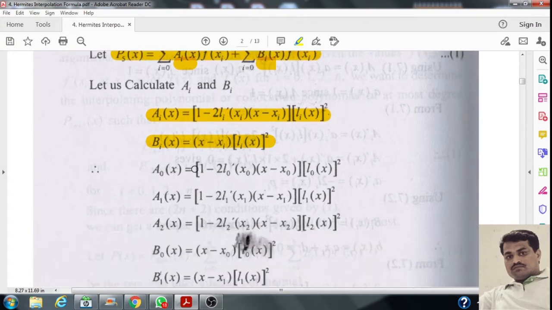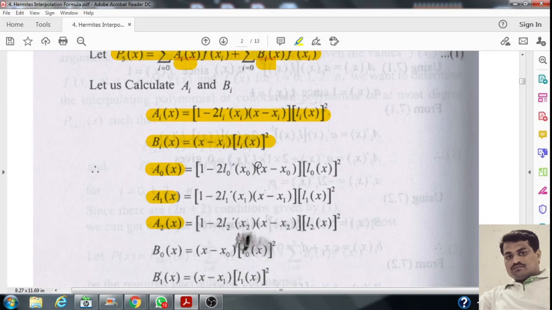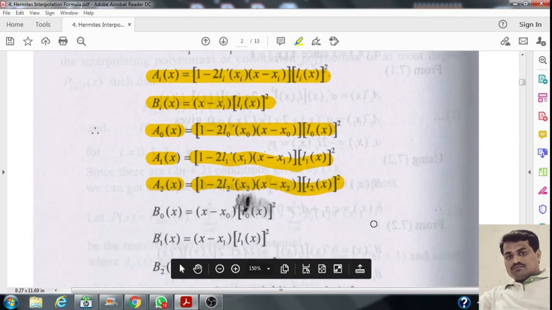Hence using aix we can find a0x, a1x and a2x. Then by putting i equal to 0, 1, 2 in this formula, we get the value of a0x equal to this right hand side, a1x equal to this right hand side, and a2x equal to this right hand side, simply putting i equal to 0, 1, 2 respectively.